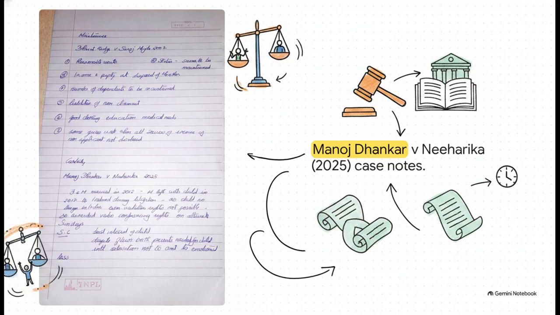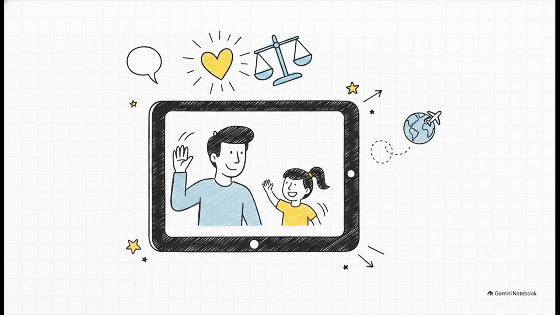Let's look at the incredibly recent case of Manush Dhankar versus Niharika from 2025. In this case, the couple married in 2012. But in 2017, right in the thick of litigation, the mother packed up and left for Ireland with the child. So the child was no longer in India, making standard visitation literally impossible.